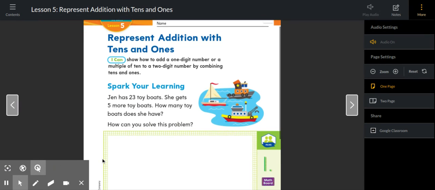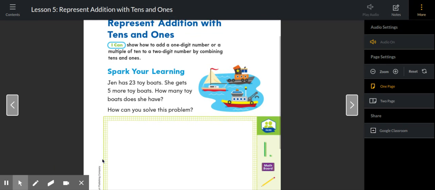But that basically means any two-digit number. So a two-digit number is a number with two little numbers, for example, 23, 47, 96. Anything that has two little numbers is a two-digit number. Okay, so that's this part. And we are going to be adding a one-digit number to that two-digit number. So that would be any number from 1 to 9. Or we're going to be adding a multiple of 10. So we'll be adding 10, 20, 30, 40, 50, 60, those types of numbers.